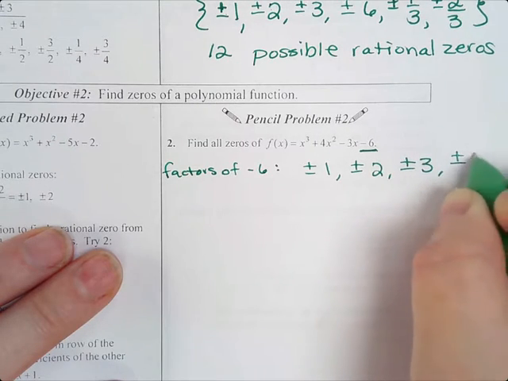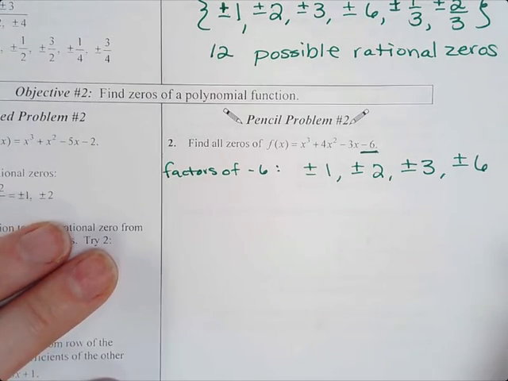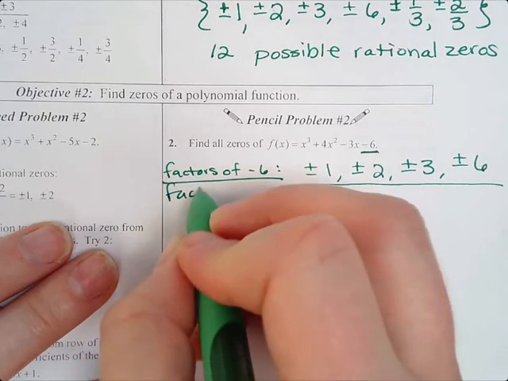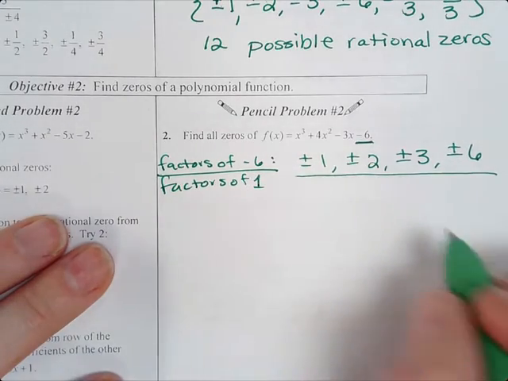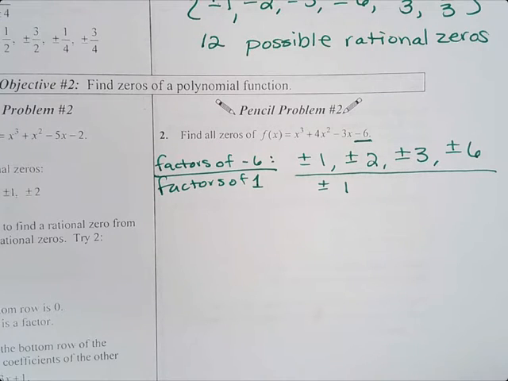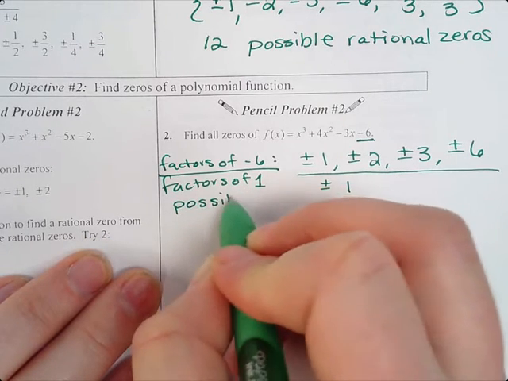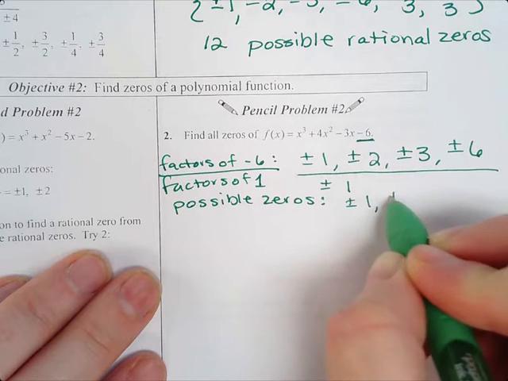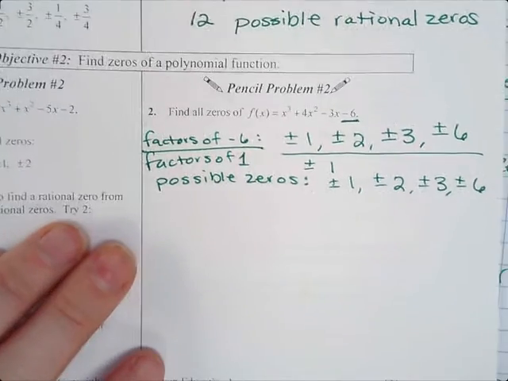And did you say positive and negative 6? Yeah, because 6 will go into 6. And then we put that over factors of our leading coefficient, which is 1. Positive and negative 1. So really our possible zeros are positive and negative 1, 2, 3, and 6, because dividing by 1 isn't going to change anything.